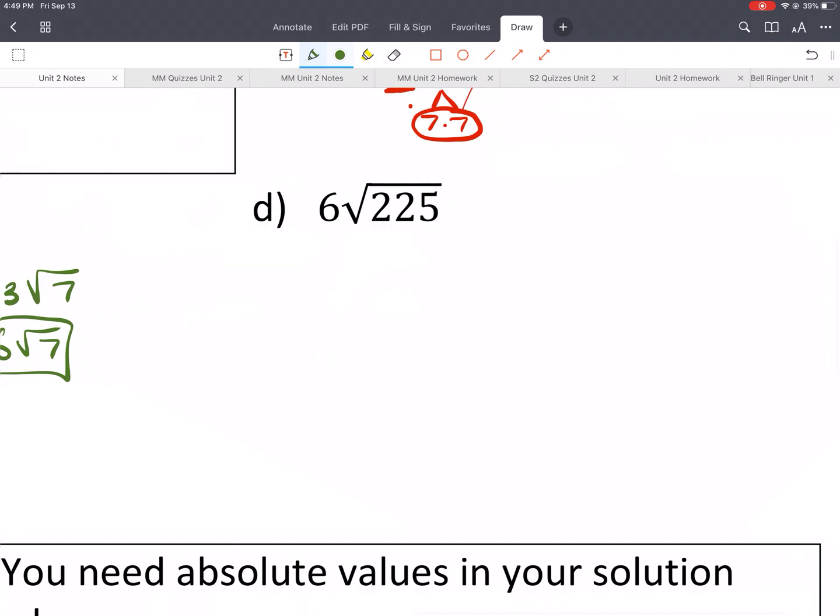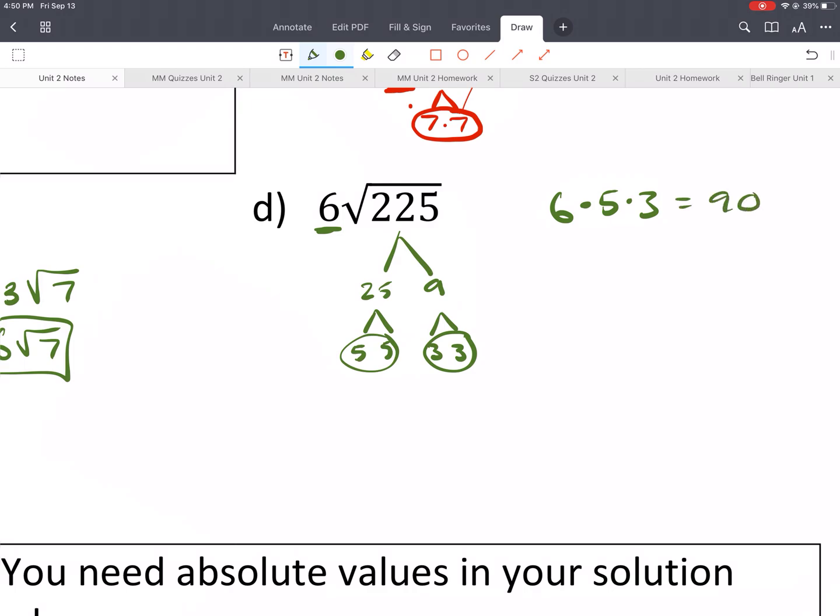Okay, D. There's lots of different ways. Some people like to start with 5 and factor that out. You could also factor out 25 and a 9. And that would give us 5 and 5, 3 and 3 groups of 2. Since it's a square root, we already have a 6, so we'll have a 6 times a 5 times a 3. And since there's nothing else to keep in the root, we will just throw it away. So it would end up getting 90.